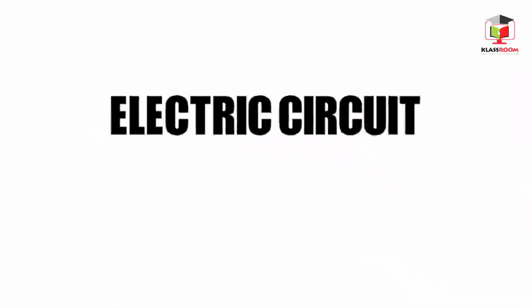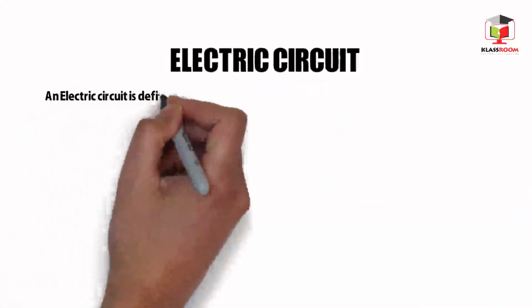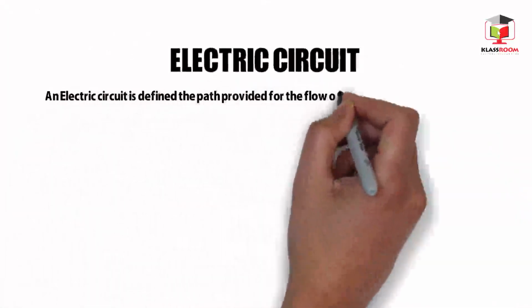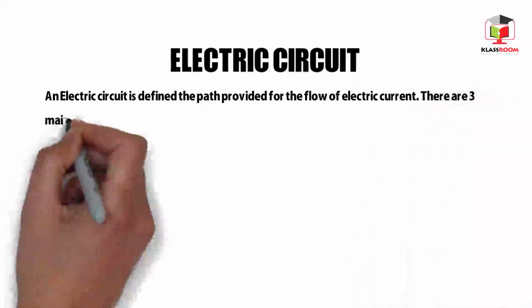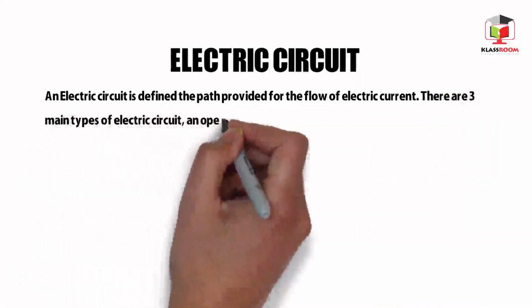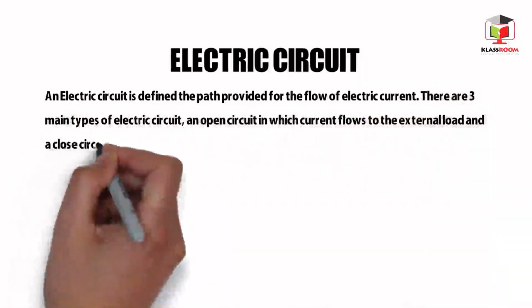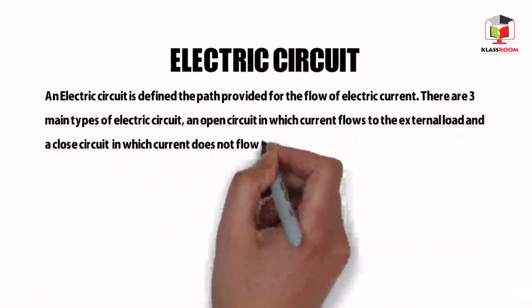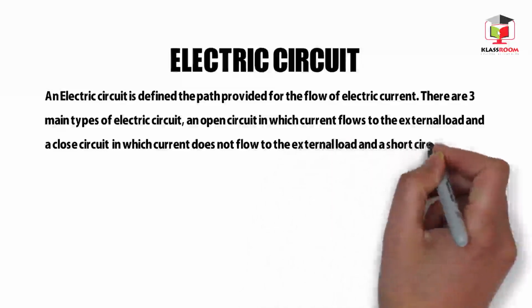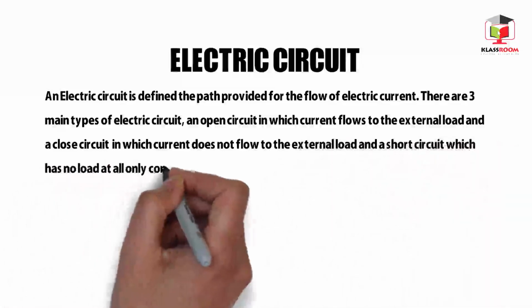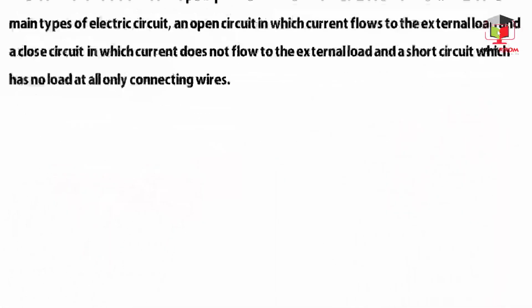Electric circuit. An electric circuit is defined as the path provided for the flow of electric current. There are 3 main types of electric circuit: an open circuit in which current flows to the external load, a closed circuit in which current does not flow to the external load, and a short circuit that has no load at all, only connecting wires.